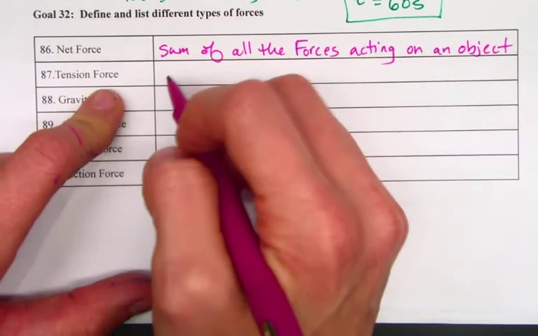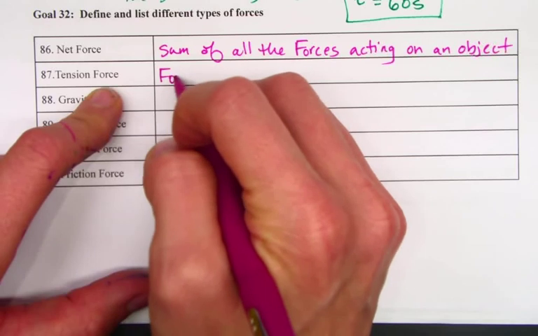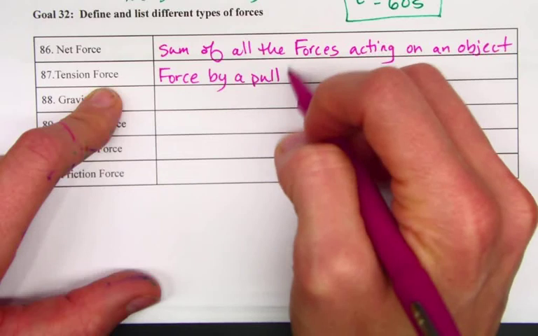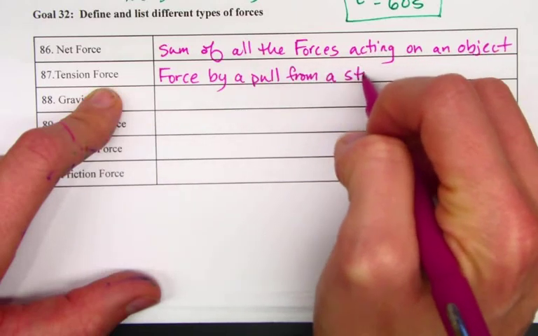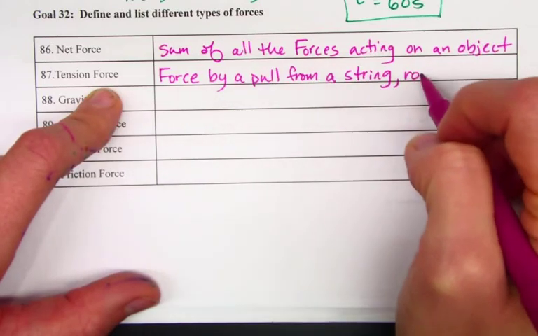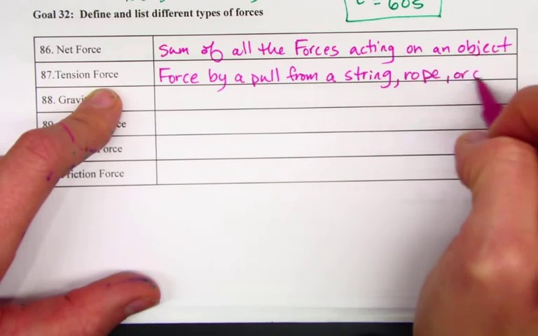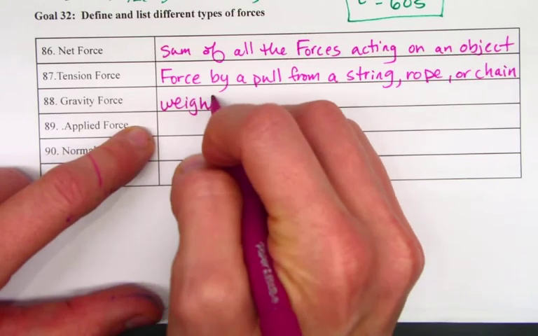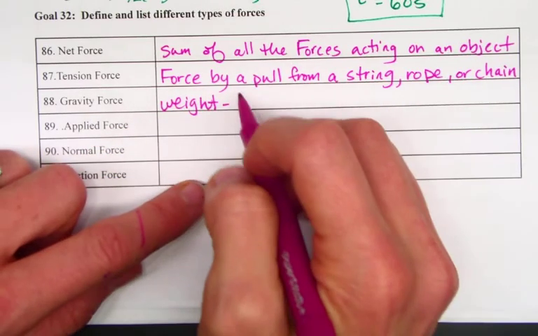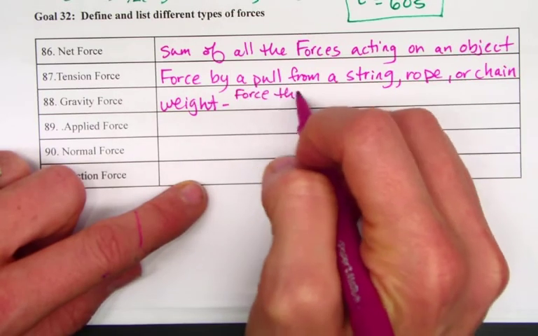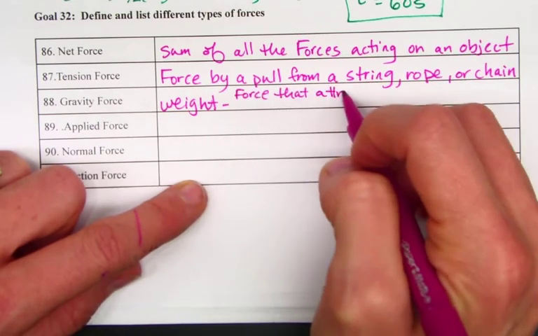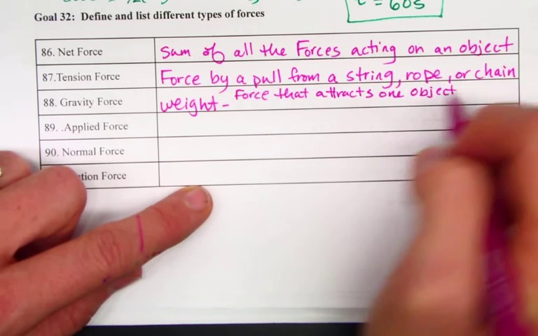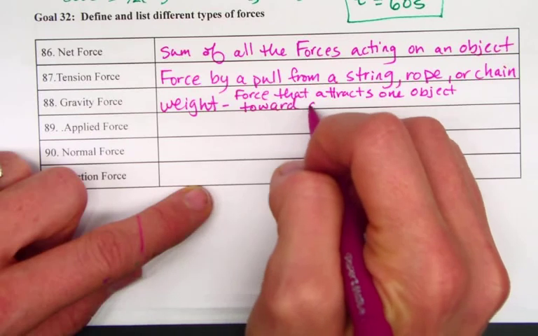Tension force is the force by a pull from a string, rope, or chain. Gravity force is also our weight force. Okay, so that's the force that attracts one object toward another.